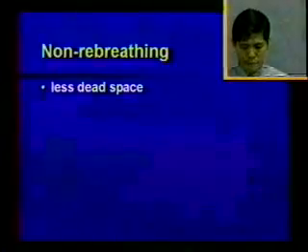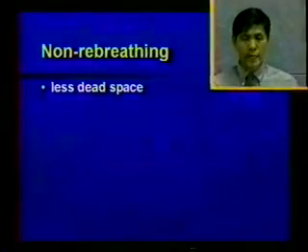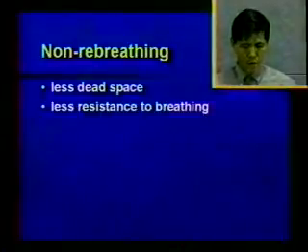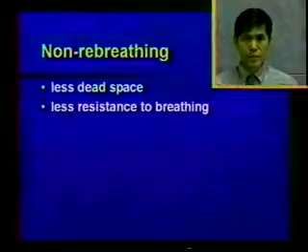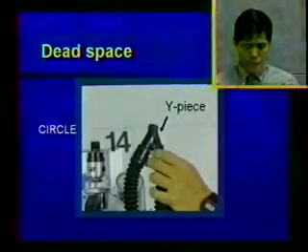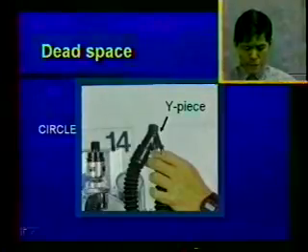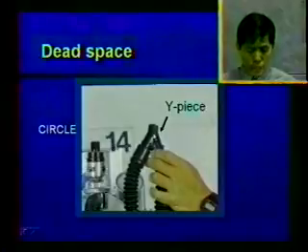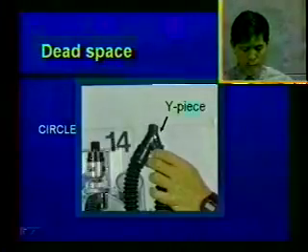And why is that? The non-rebreathing systems have less dead space. Also, the non-rebreathing systems provide no resistance or less resistance to breathing. If you look at the circle, there is an increase in dead space because of this Y piece. In this Y piece, there will be some mixing of inspired as well as expired gases, and there will be rebreathing of some CO2. So this is where the dead space is in the circle.